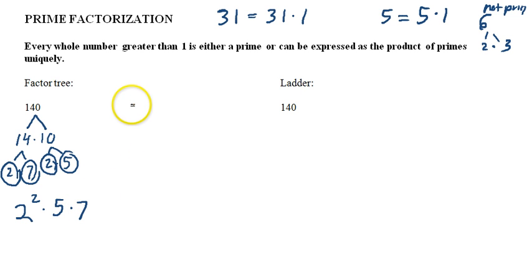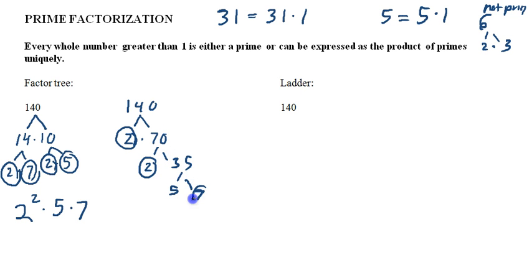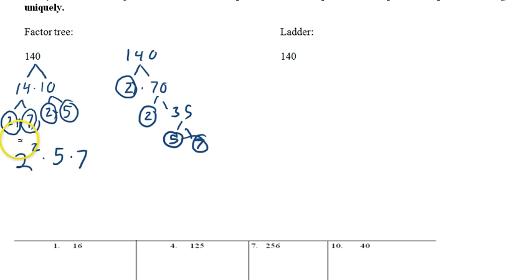Alright? Watch, I'll try it again with another one. 140, and you think, oh, well, 2 and 70. There's one prime. 70 would be 2 and 35. 35 would be 5 and 7. And if you notice, same 3 primes, 4 different numbers. 2 and 2, so 2 squared, 5 and 7. It doesn't matter how you choose, there's only one product of primes.